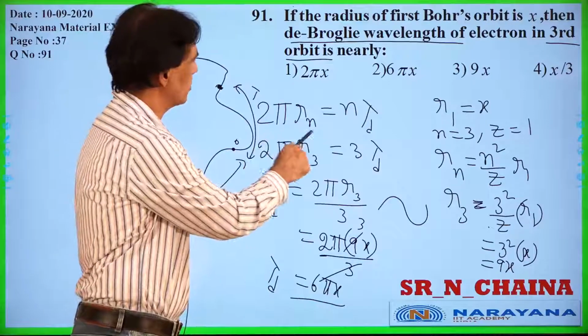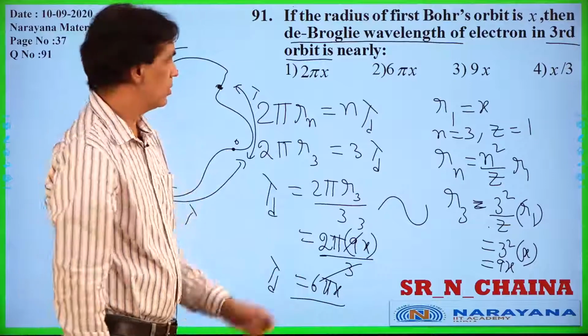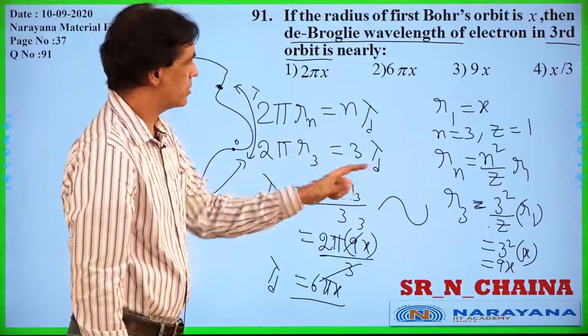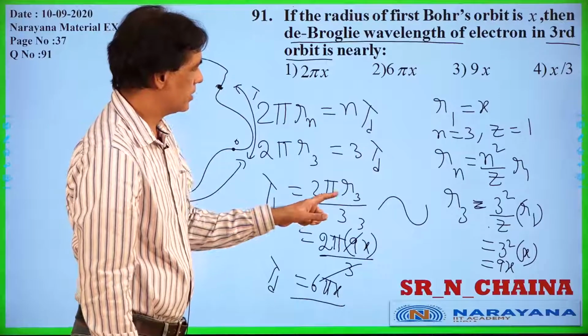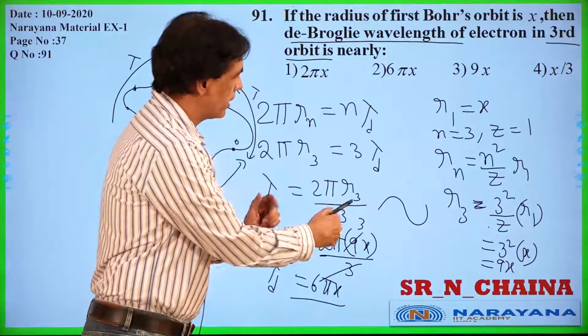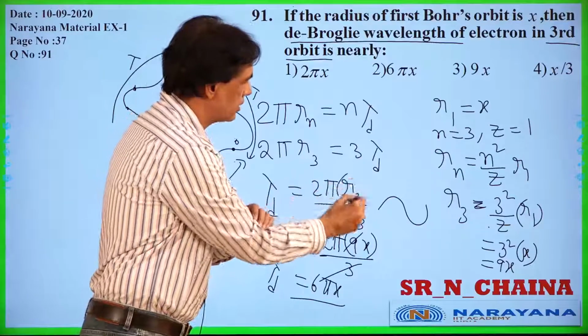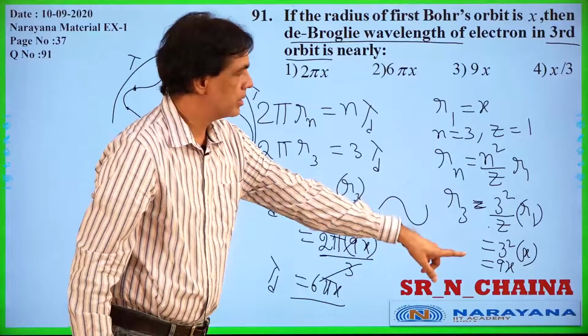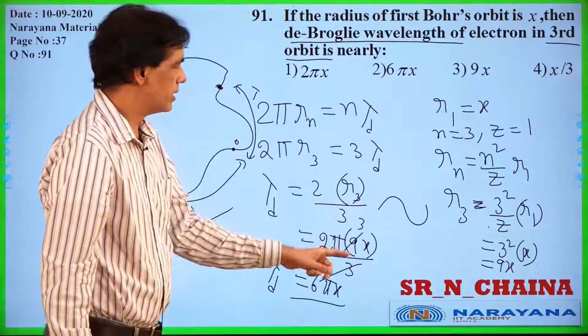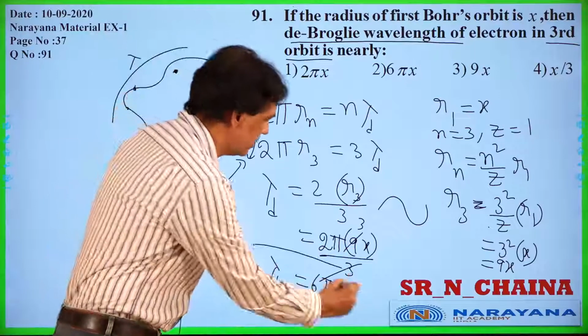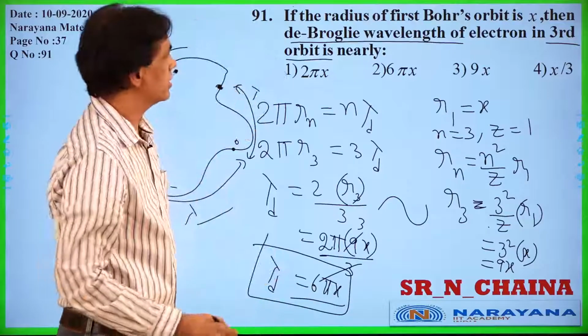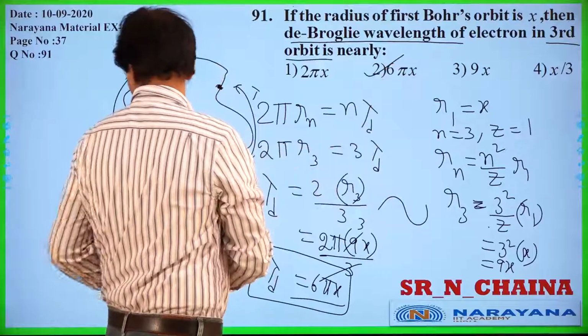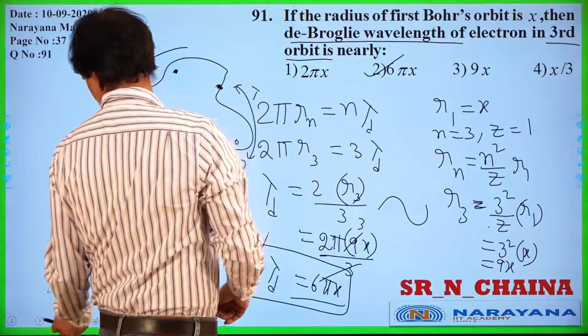The circumference formula is 2 pi r anyway, so we get 2 pi Rn equal to 3 times lambda d. Make lambda d the subject, and you get 2 pi by 3 into R3. The R3 formula you can derive from this, and we get it as 9x. So on simplifying, finally we got lambda d as 6 pi x. So this is the answer for this question. Hope it is clear. So let's see the next question.